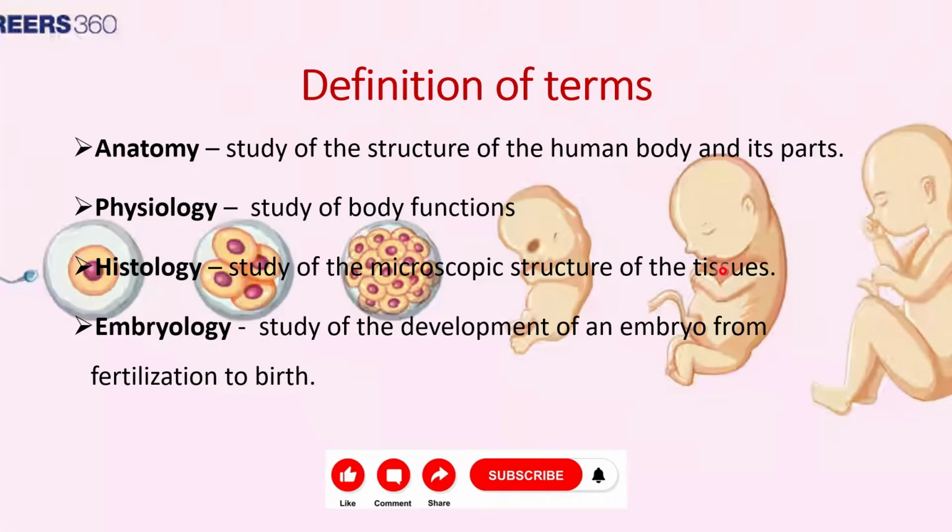So those are the basic terms that you're supposed to know: anatomy, physiology, histology, and embryology. Anatomy is the study of the structure of human body parts. Structure is the important one there. Physiology, the study of human body functions. Histology, the study of the microscopic structure of tissues. Embryology is the development of the embryo, as you can see there.